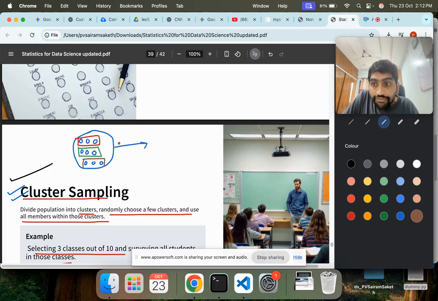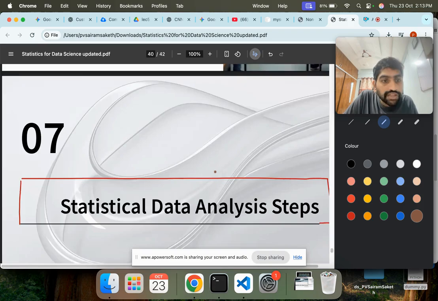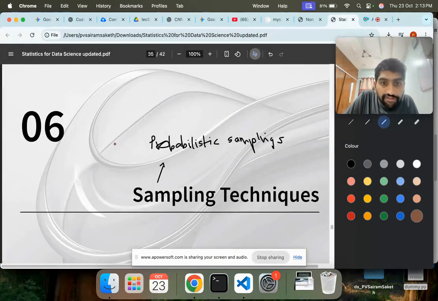Now, the probability of selecting this particular group will be 1 by 3, because a total of 3 groups are there. So the probability of selecting this group is 1 by 3. The probability of selecting this group will also be 1 by 3. Let's say if you are selecting two groups, then your probability will be 2 by 3. So here also, if you observe, we are selecting this brown group, so this will come like this.